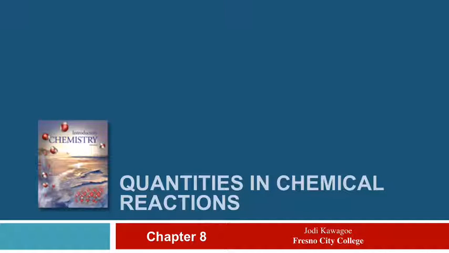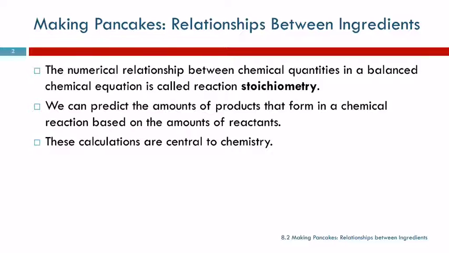So chapter 8 is about quantities in chemical reactions. And I skipped the first section. I can't remember why, but I'm pretty sure there was a decent reason. So this is section 8.2. Making pancakes. So hopefully everybody has eaten today and you're not starving, because otherwise we might make you hungry talking about pancakes.